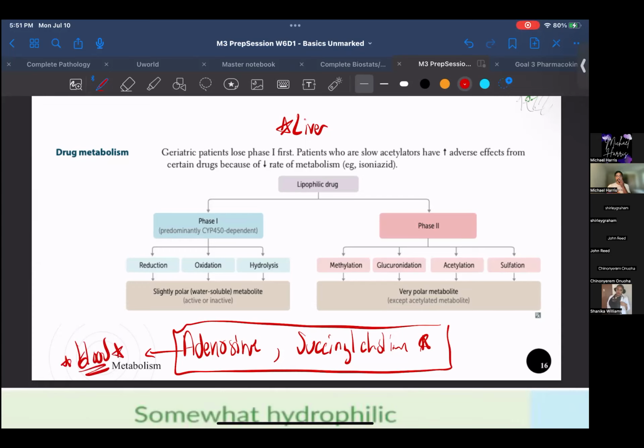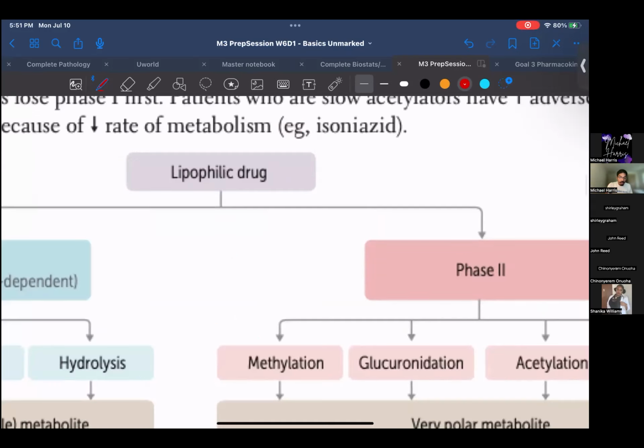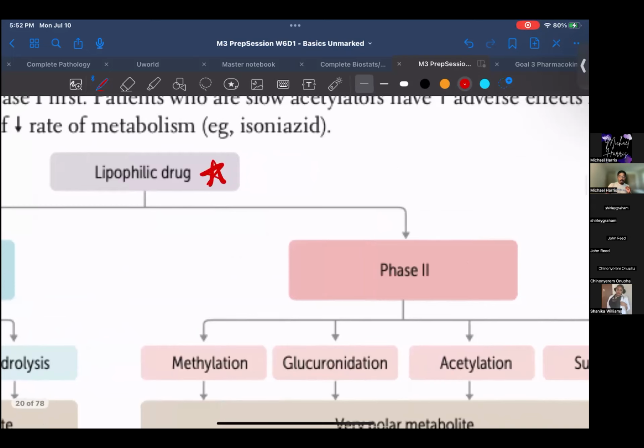Okay, so in the liver, you have two different phases, phase 1 and phase 2. What's the goal of this? It is to make a lipophilic drug more hydrophilic, because once again, lipophilic is the majority of the drugs we give. And what do you think is happening to the hydrophilic drugs?